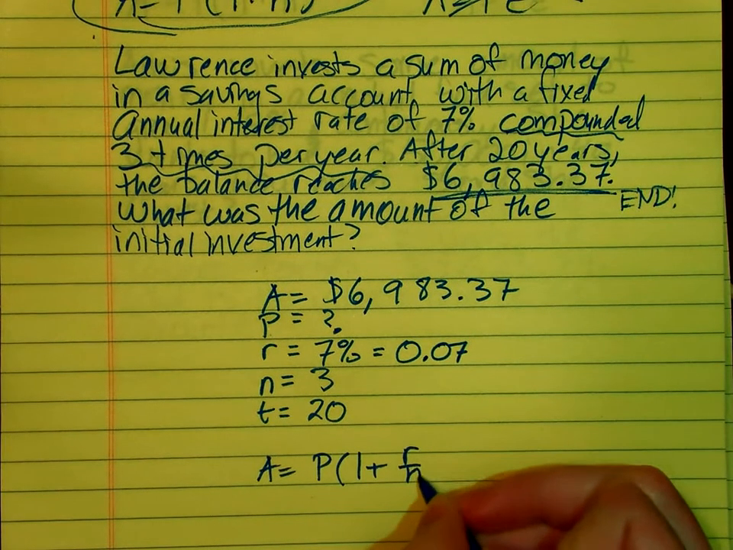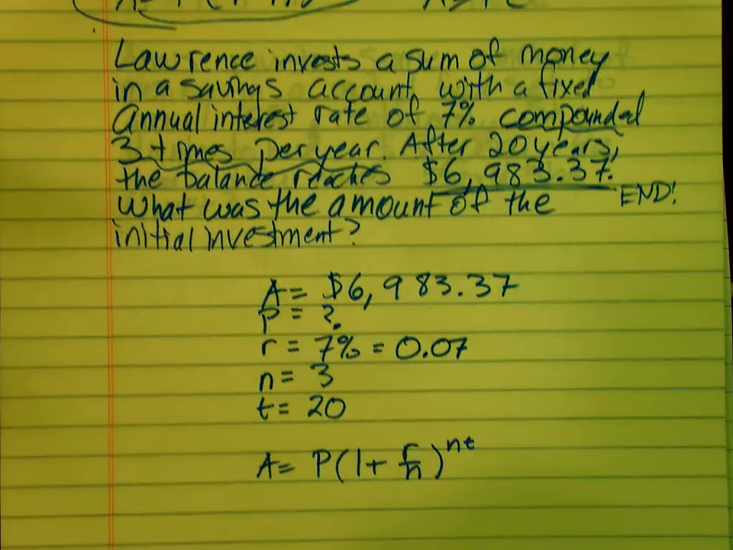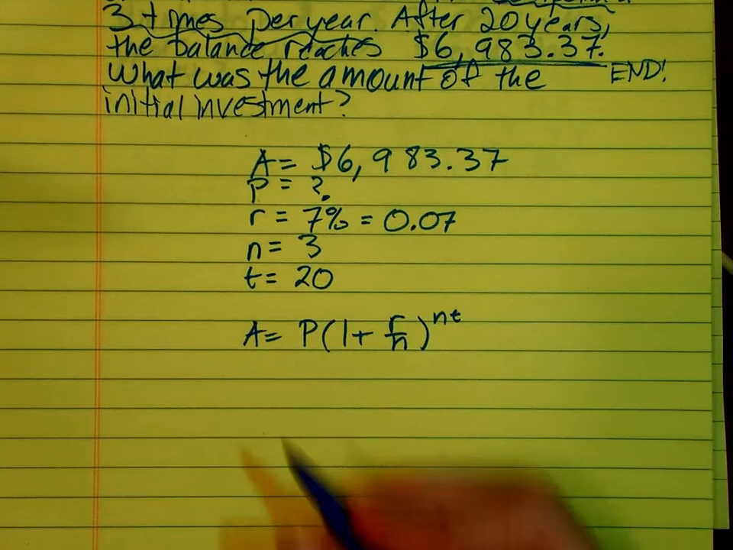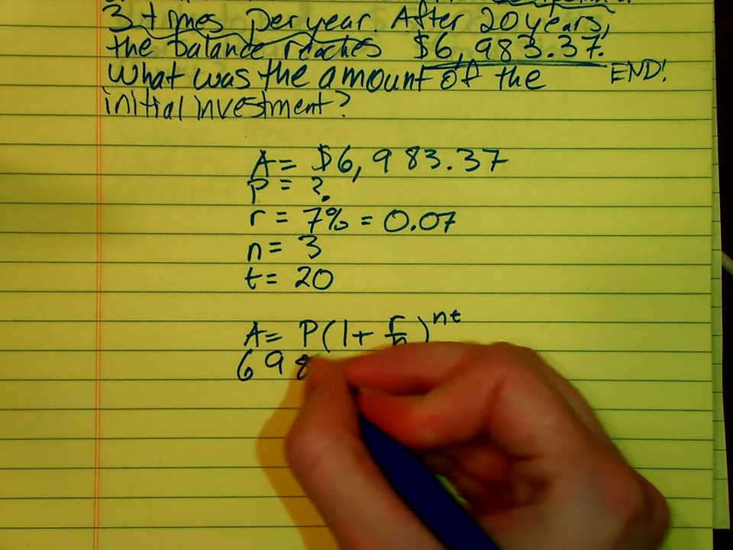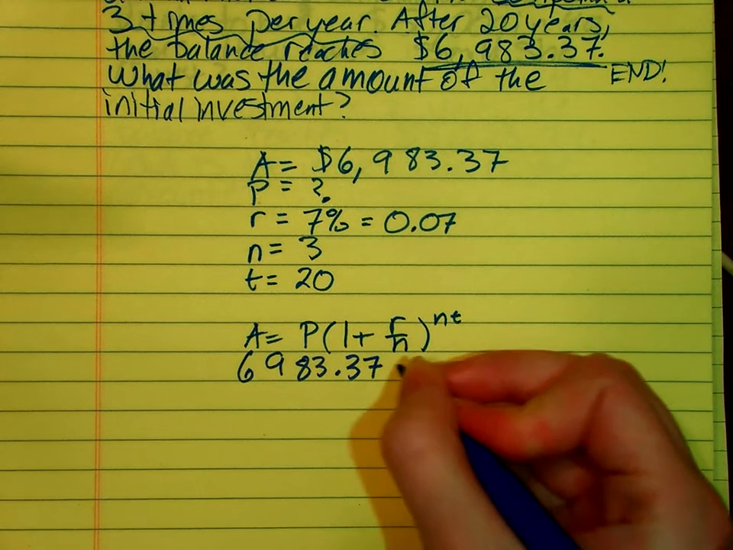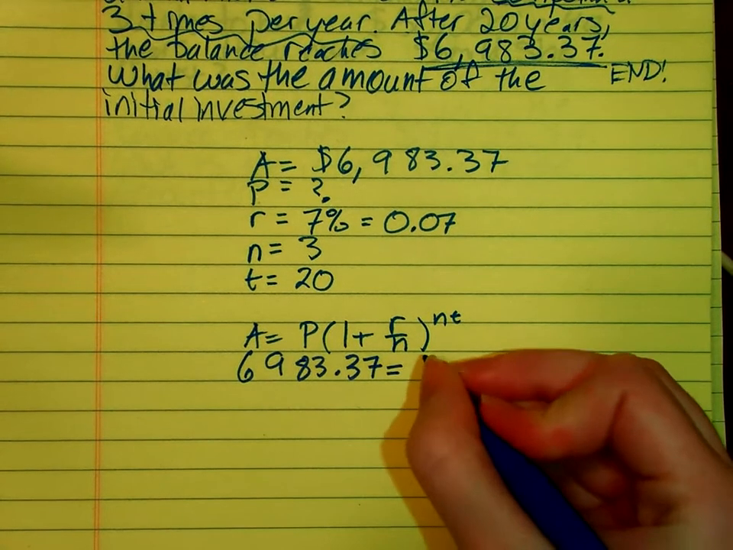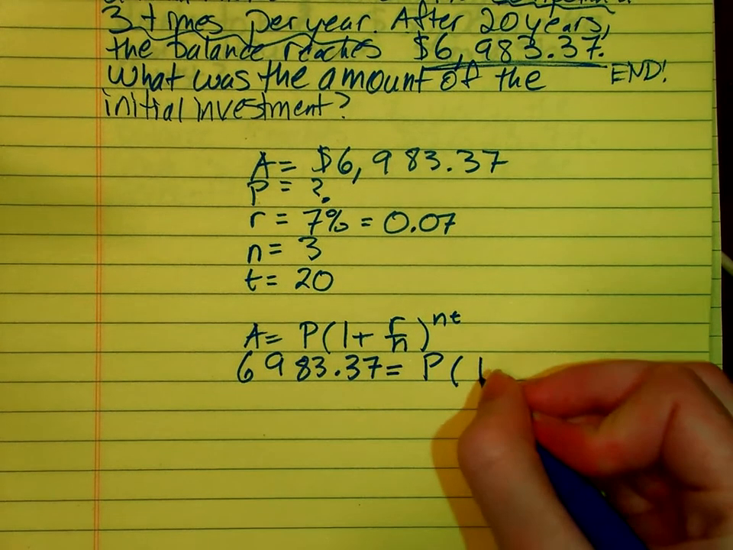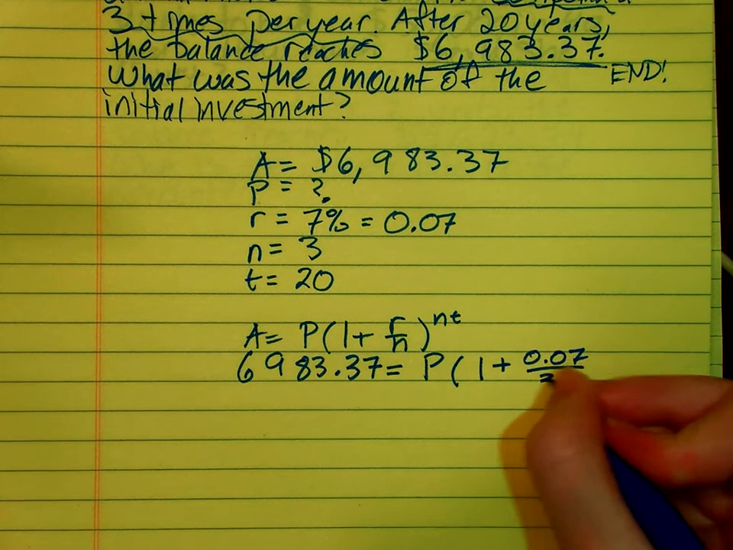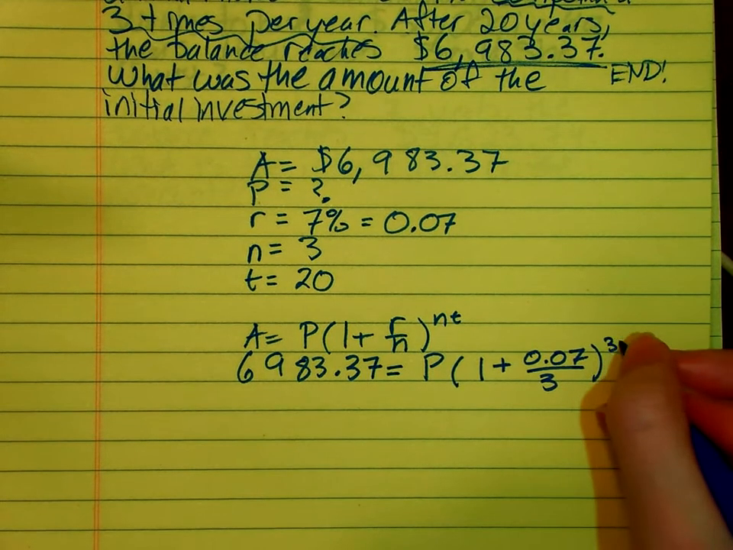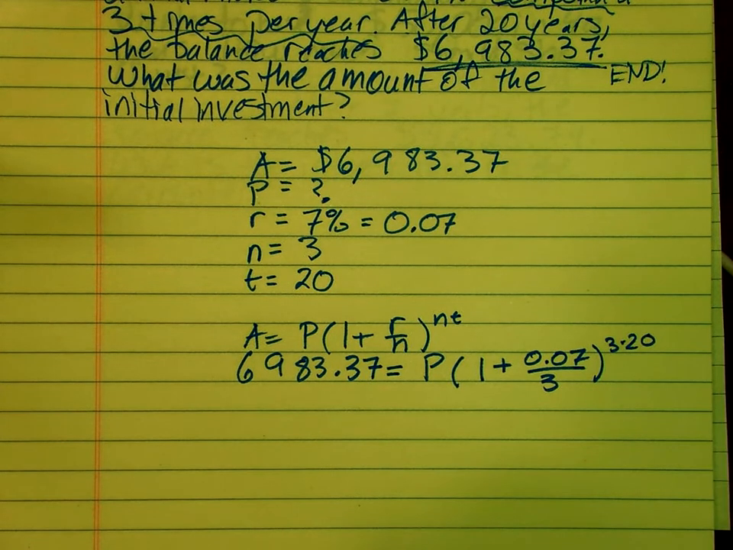Then plug my known information into the equation. And like I said, I expect you to show your work like I'm showing your work. Don't just give me some numbers slapped on a piece of paper without any meaning behind them. So we're going to have to leave P because we don't know that. 1 plus 0.07 divided by 3, to the 3 times 20 power.